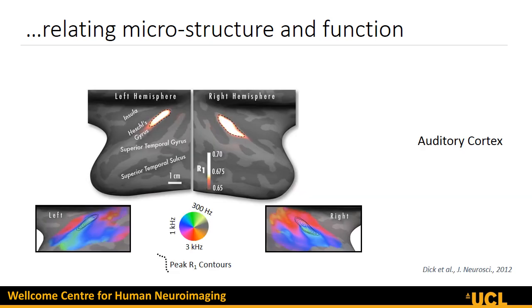We have also compared these myelin maps with tonotopic maps of sound processing in the auditory core. Again, we identified a strong correspondence between the maps, suggesting that functionally specific areal boundaries can be defined using surrogate measures of myelination derived from quantitative MRI.